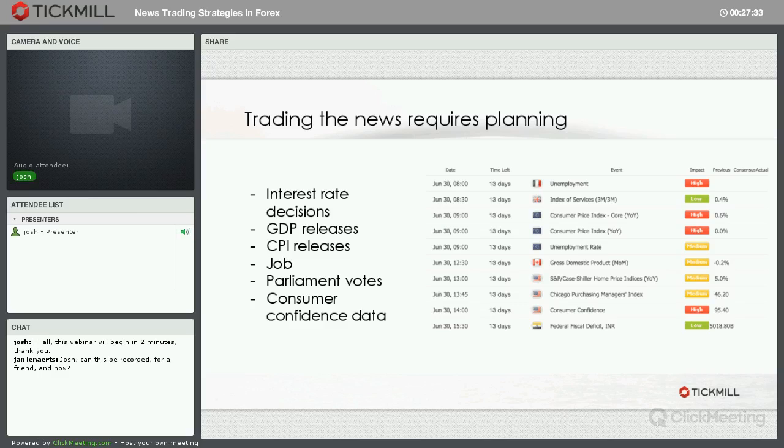Now, the thing is, that job number becomes very tradable when there's a big beat or a miss. If there's a big beat, let's say it's 300,000 versus an expectation of 250,000, that's awesome for the dollar. The dollar will rise, and vice versa, it would fall if it's a big miss.